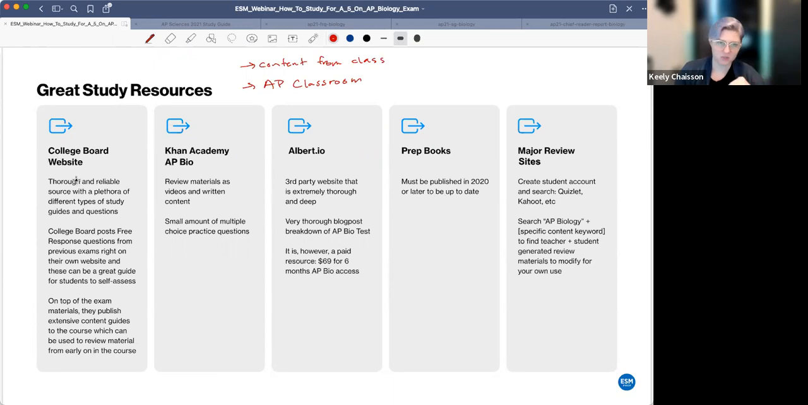The general College Board website, not locked behind AP Classroom, is going to be your first option, and you absolutely need the material here. There are previous years' free response questions from previous exams, going back almost as far as when I took it.